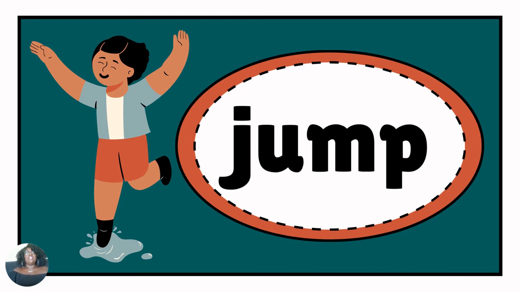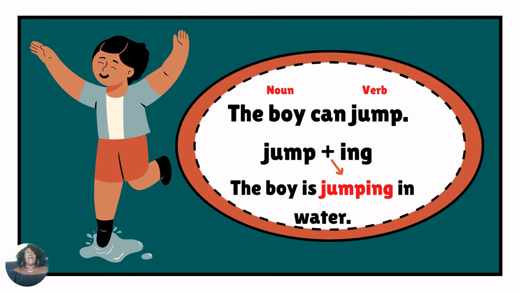Pronunciation again, jump. Next slide. Our sentence, the boy can jump. Boy is the noun. Jump is the verb. Jump describes what the boy can do. It is an action word.